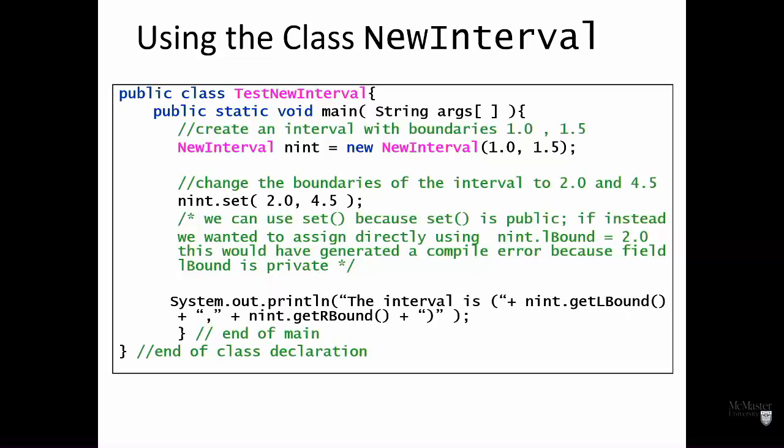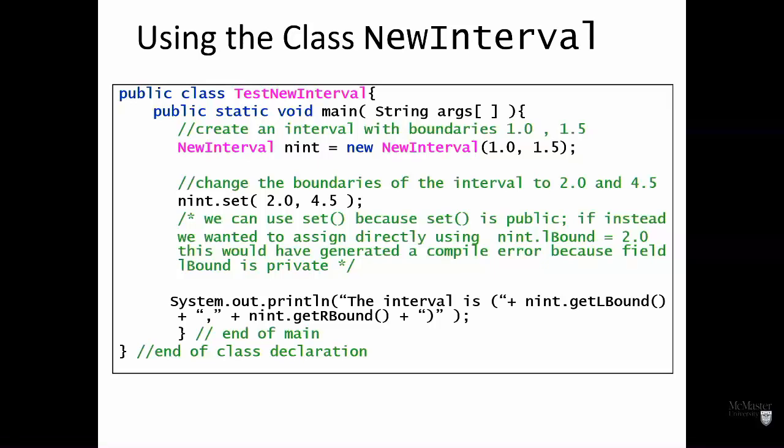So now, we use the new interval class in another class, which is called test new interval. Then I define my object or an instance of the new interval class, passing 1 and 1.5. This is my interval. And then if you print line here, the L interval and the R interval, you will get 1 and 1.5. By using the set, this is how you use a method, n.set. This is allowed because set method is public. You can still use it in another class, right?